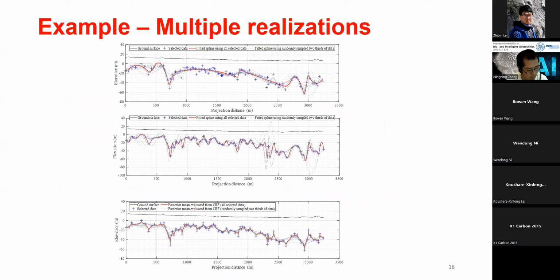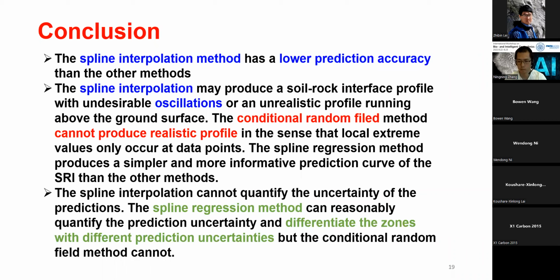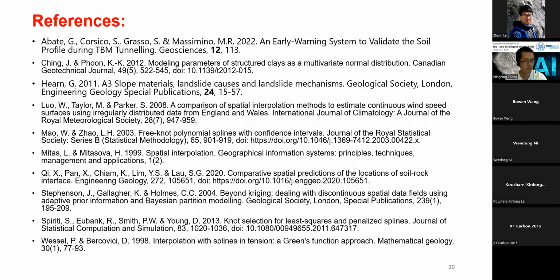If we use two sets of data and do multiple predictions, we can see that similar observations can be made. And here, at last, are the conclusions. First, the spline interpolation has a lower prediction accuracy and also has some undesirable oscillations. Also, the conditional random field methods can produce unrealistic profiles. And at last, the spline regression methods can reasonably quantify the prediction uncertainty and also differentiate the zones with different uncertainties. So at last, there are some references, and thank you for your attention.